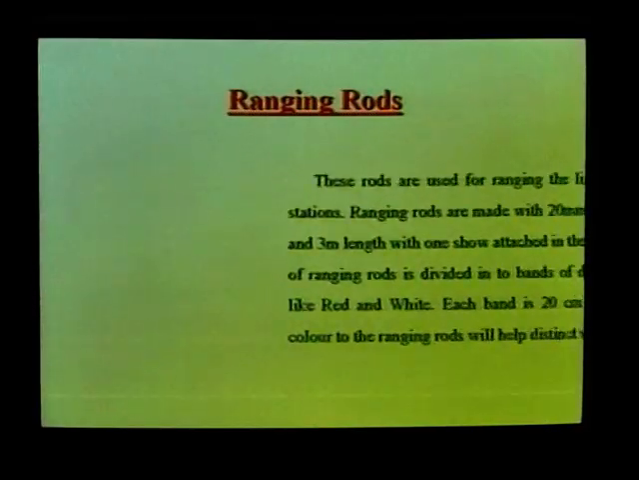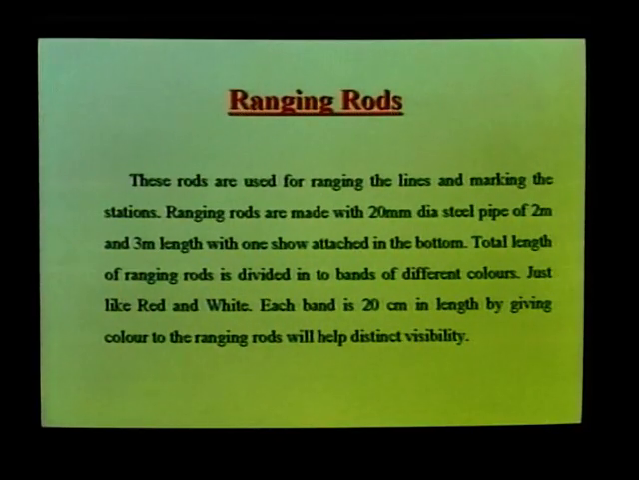So far we have discussed and studied the different types of instruments used in chain survey. Now we are going to the method of ranging with the help of ranging rods. These rods are used for ranging the lines and marking the stations. Ranging rods are made with 20 mm diameter steel pipe of 2 meters length and 3 meters length, with a shoe attached at the bottom.